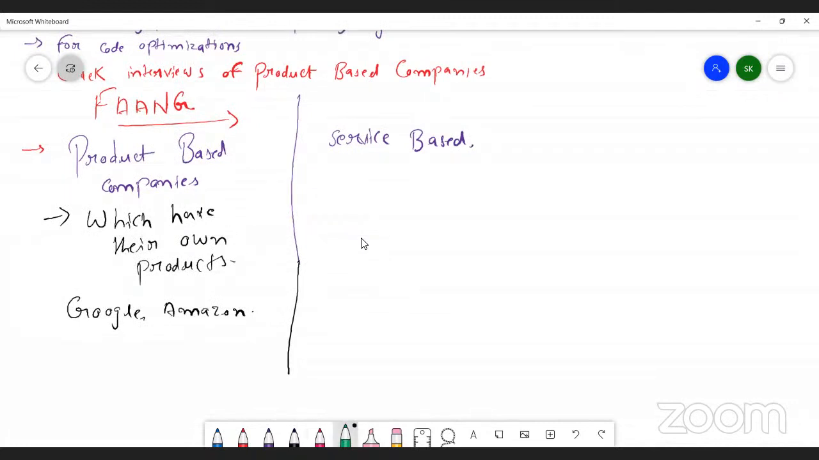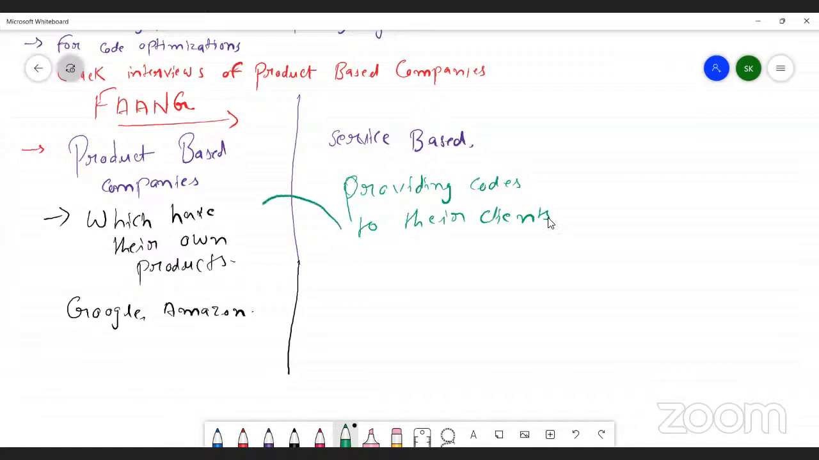Service based company, okay, I got an answer. Providing quotes to their client, okay. Who are their clients? Have you ever thought who these clients are? It can be any, but service based companies actually have their clients as product based companies.